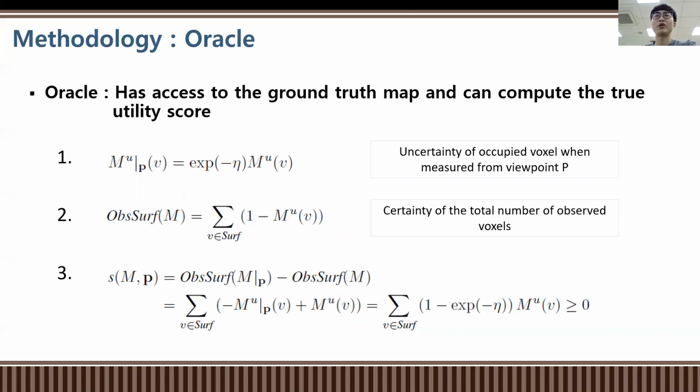Lastly, the third equation is the oracle's utility score expressed in terms of the current map M and the camera pose P. A high utility score indicates that a lot of information about the voxel surface can be gained when inspected from a particular pose. This ensures that the path traveled by the drone reveals the most amount of information about the area, thus making the exploration more efficient.